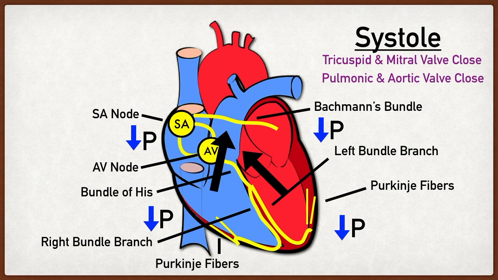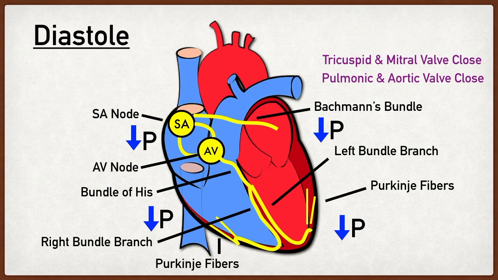Once the pulmonic and aortic valves close, we're no longer going to have blood flow exiting the right and left ventricles. This will now bring us back to diastole, where we were at the beginning of the cardiac cycle, in which the heart is in a relaxed state and blood is going to start to fill the cardiac chambers again.